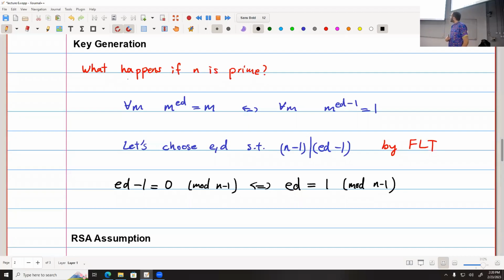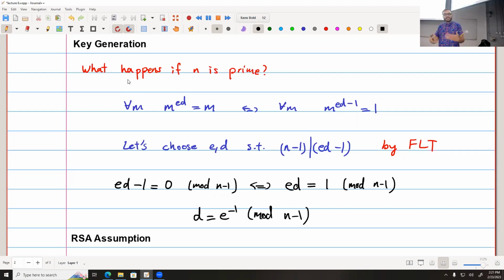Okay, but now you see, this is something that we're very familiar with. It means that D has to be the modular multiplicative inverse of E. But now it's not the inverse modulo N, it's the inverse modulo N minus 1. So D is basically E inverse modulo N minus 1. And we saw in the last session how we can compute inverses. It's just the GCD algorithm.